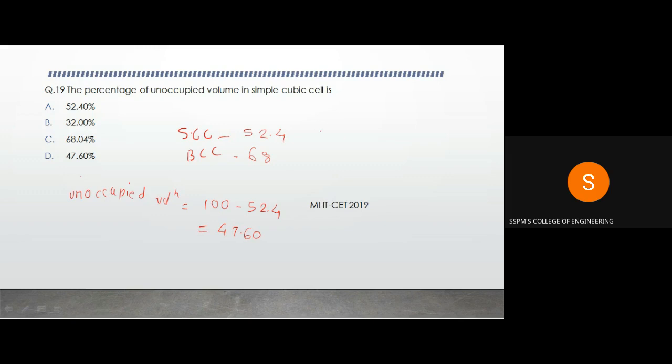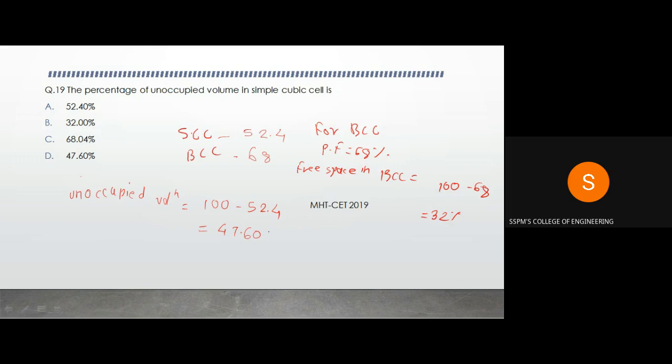For BCC, the packing efficiency is equal to 68%. So free space in BCC is equal to 100 minus 68. So the answer will be 32.